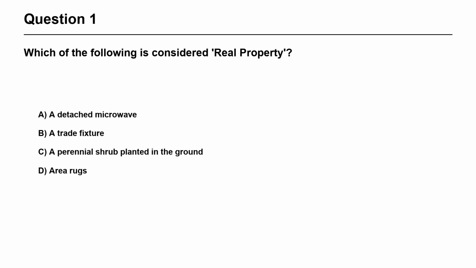Question 1. Which of the following is considered real property? A, a detached microwave. B, a trade fixture. C, a perennial shrub planted in the ground. Or D, area rugs. The correct answer is C, a perennial shrub planted in the ground. Plants in the ground, fructus naturals, are real property, while movable items are personal property.